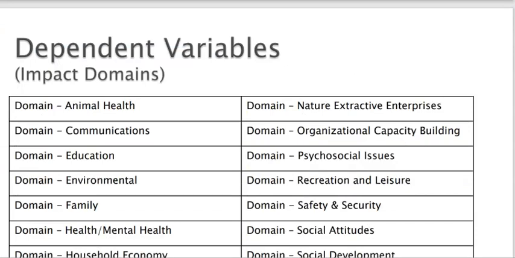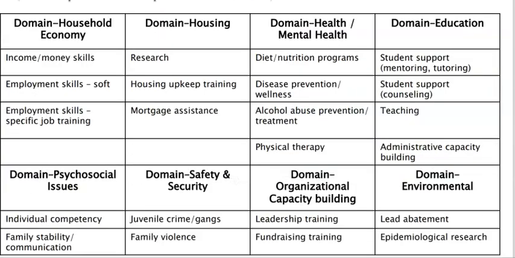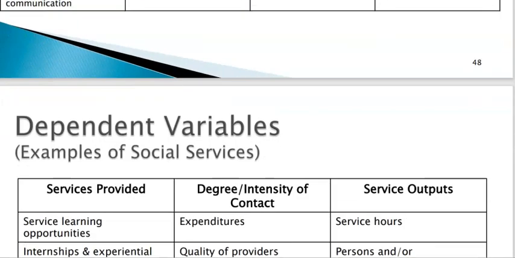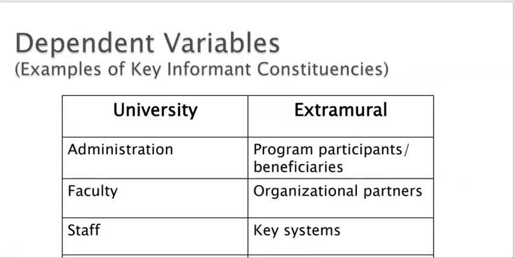So dependent variables are your impact domains. You can read this chart. Dependent variables, impact domains. Look at this chart, and examples of social services under dependent variables. Another chart on key informant constituencies.